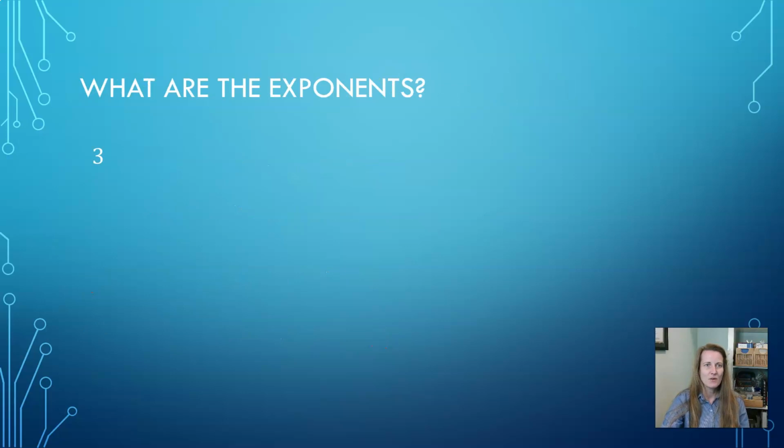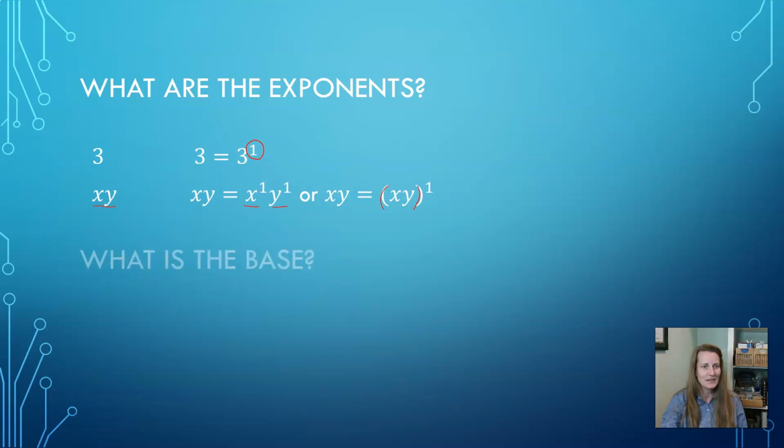Okay, what are the exponents? What is the exponent here? 3. There's no written exponent. What does that mean? Okay, the implied exponent here is that 1. 3 to the 1st power is just the original number. That works for anything. So if I have x times y here, I can think of it as x to the 1st power, y to the 1st power, or I can think of it as this whole base, xy to the 1st power.